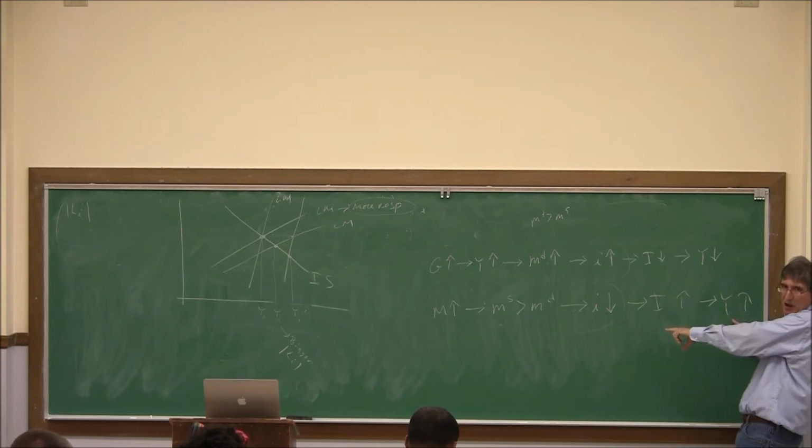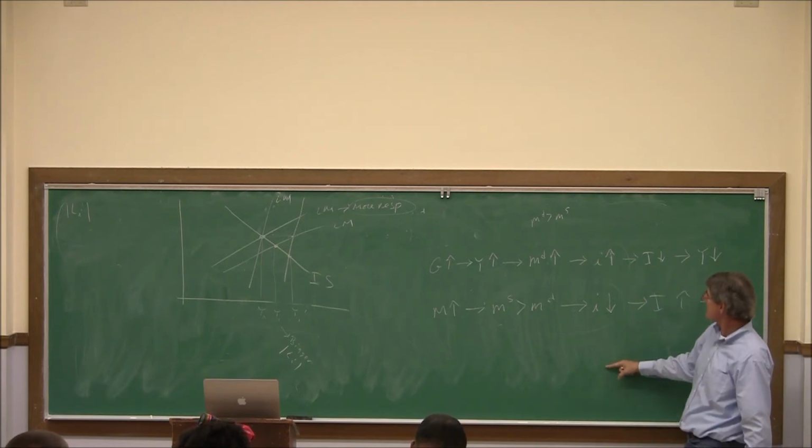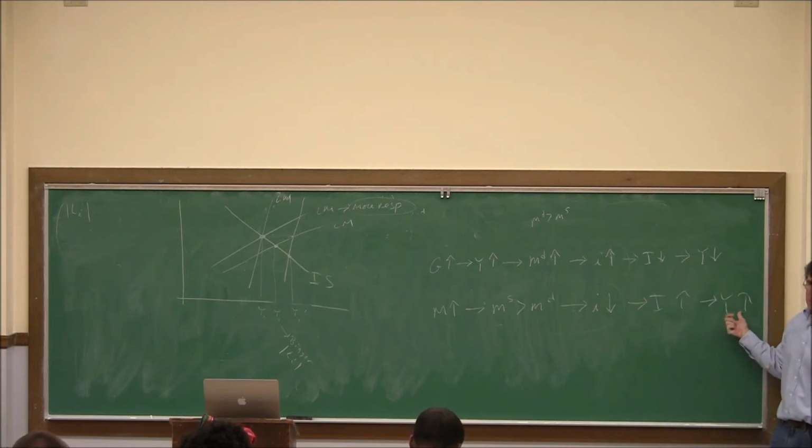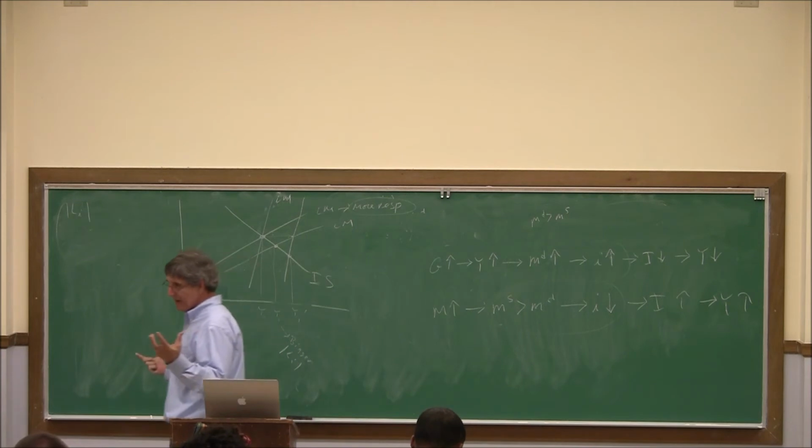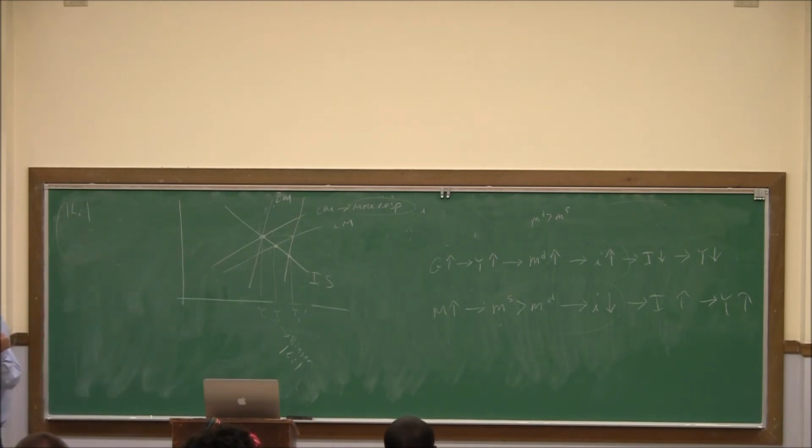If it's unresponsive, I has to fall a whole lot, so you get a big change in output. So when it's unresponsive, you need a big change in I to clear the money market. And that big change in I generates a big change in Y. See that?